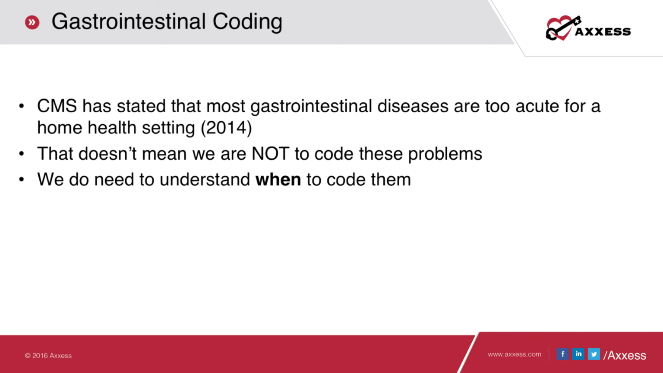So it doesn't mean that we're not supposed to code those problems, but you really need to understand when and how to code those. In other words, you wouldn't want to put gastroesophageal reflux as your primary reason for home care, because what are you going to do? Tell them to take their Pepcid and teach them to sit up for 2 hours after they eat and the proper diet? That's not going to take an entire care episode, and certainly shouldn't be the only reason you're there, right? That's not a really acute enough problem.